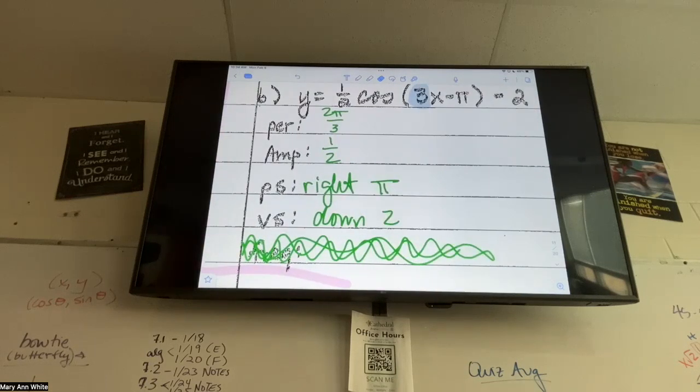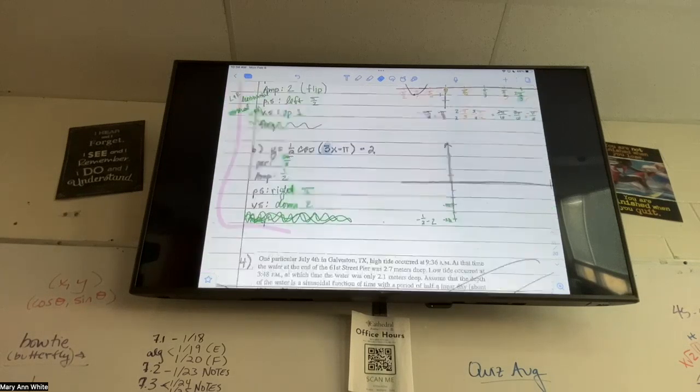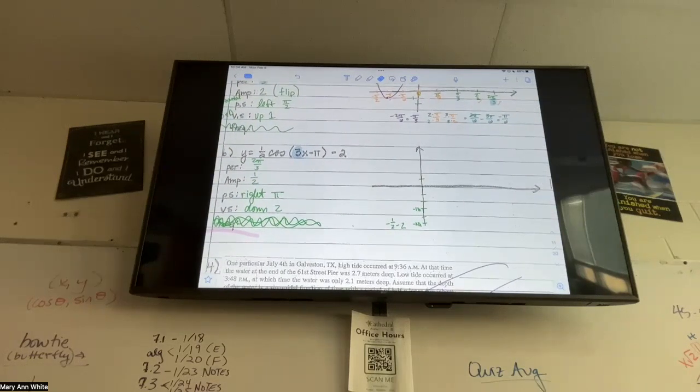So normally I'd be around 1/2 and negative 1/2, but I've got to go all the way down 2 units. So now I'm surrounding negative 2, but I'm up 1/2 a unit and down 1/2 a unit. Good question. Okay. Now, let's do our period stuff.